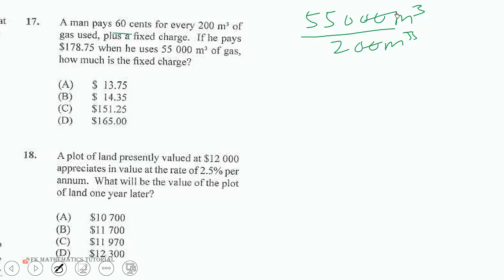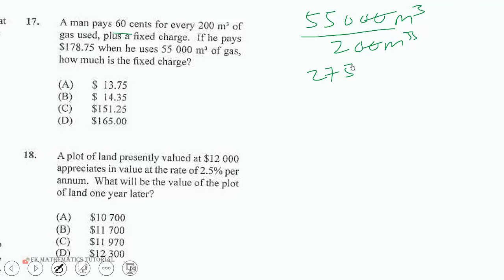Then 2 will go into 550. How many times? So 2 going into 500, that will be 250 times. Then 2 going into 50, 25 times. So it will be 275. Now 275.